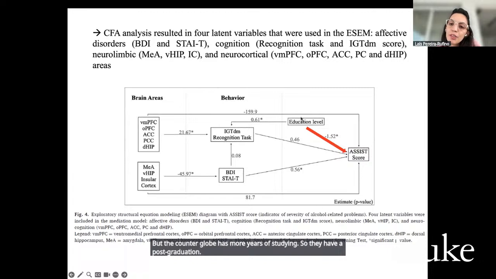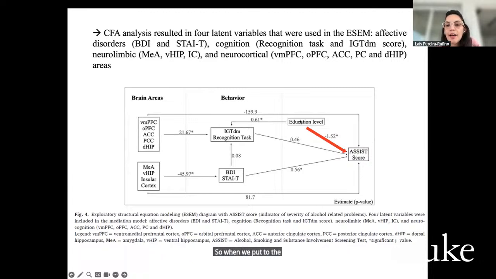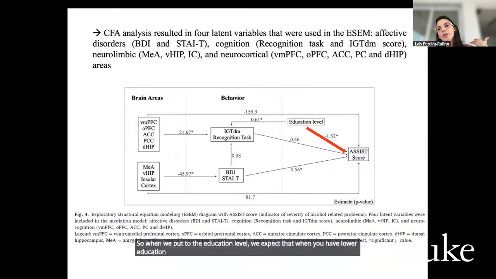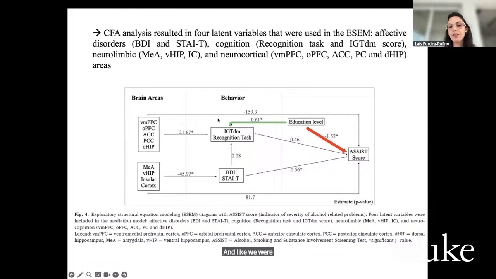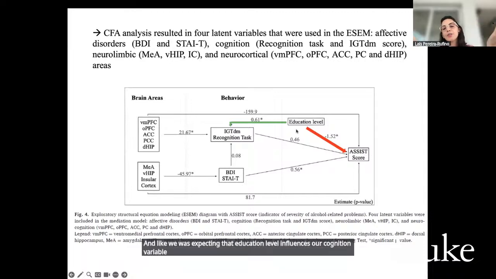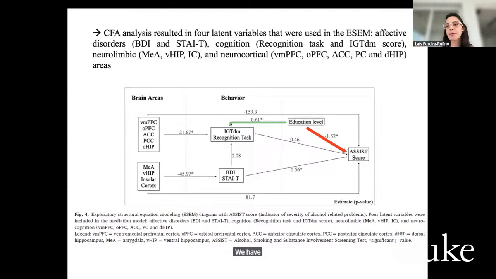So when we put the education level, we expect that when you have a lower education level, you have more alcohol consumption. And if you have a higher education level, you have lower alcohol consumption. And like we were expecting, education level influences our cognition variable. So if you have a higher education level, we have better scores in memory and decision making.